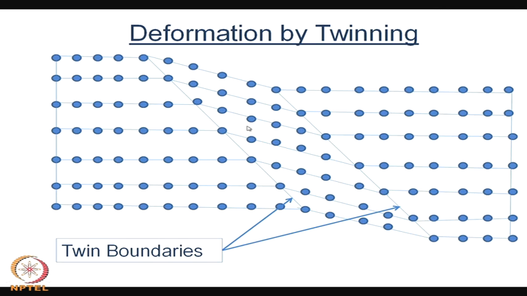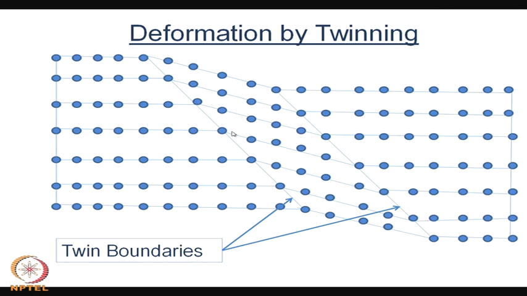So, it is a kind of cooperative movement of a set of atoms under a shear stress, and they maintain a certain orientation relationship. They are not randomly displaced, but they have a particular nature of displacement, so that they maintain a particular orientation among themselves, but that orientation is different from their original orientation.